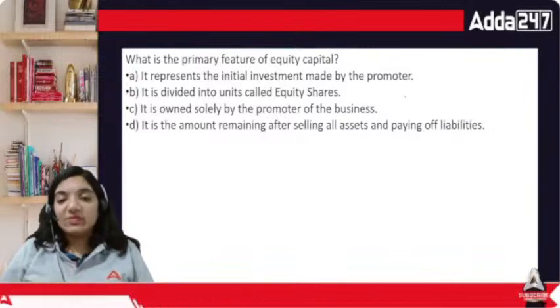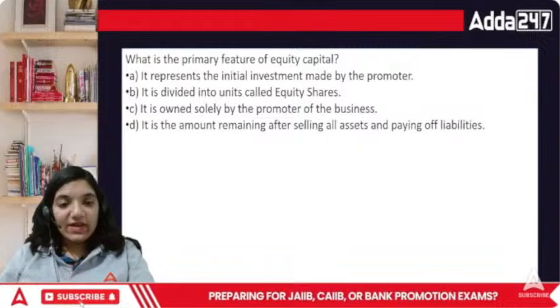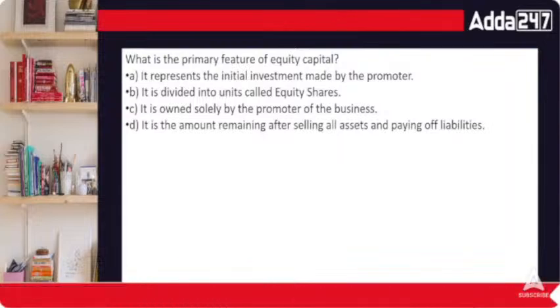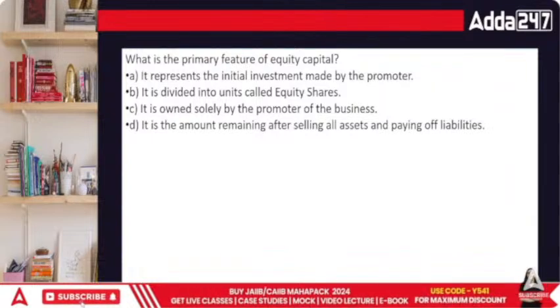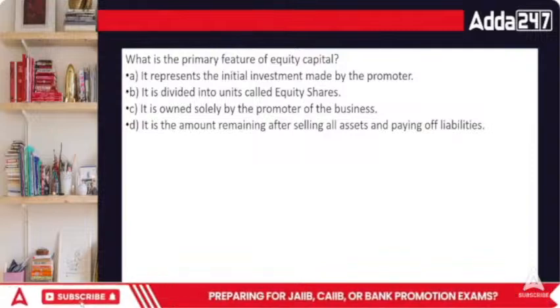Here comes the specific area. Okay, everyone, let's move on. What is the primary feature of equity shares? It represents the initial investment made by the promoter. It is divided into equity shares. It is owned solely by the promoter. It is the amount remaining after selling all the assets and paying off all the liabilities. What's going to be the answer according to you?